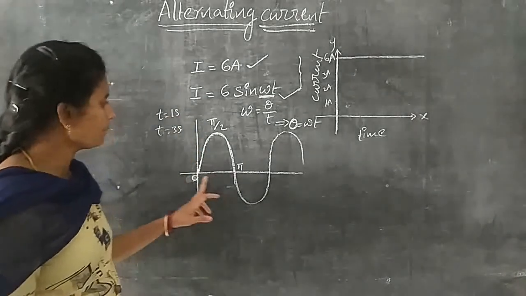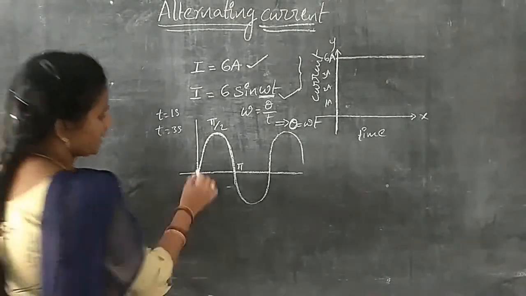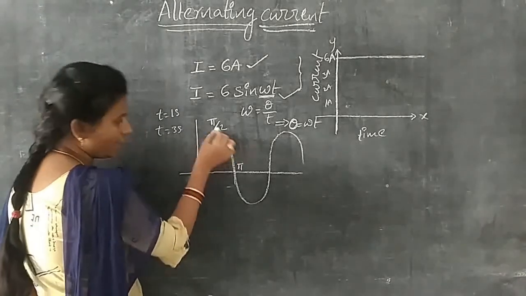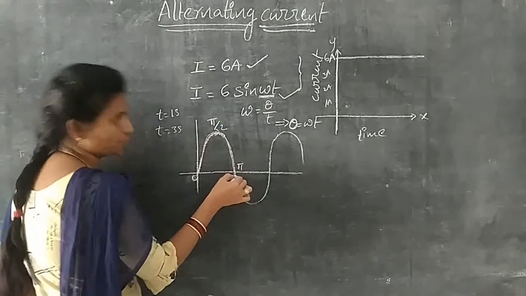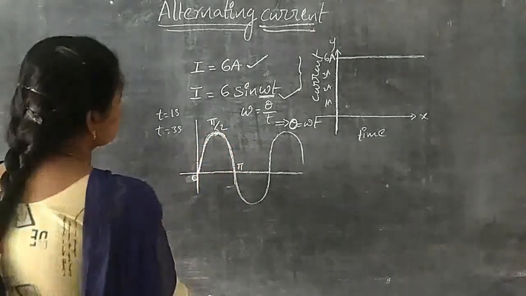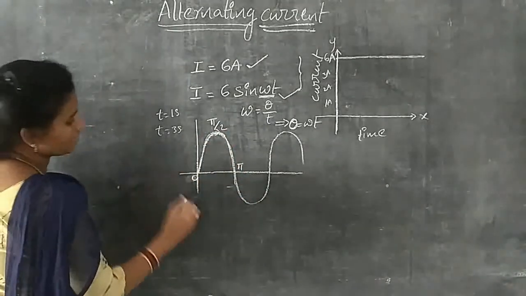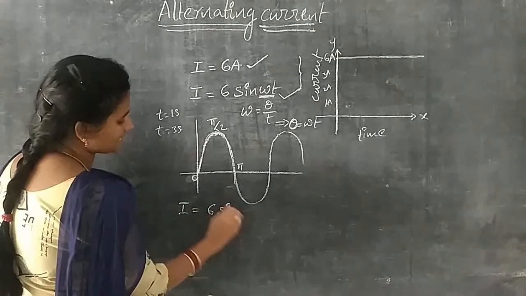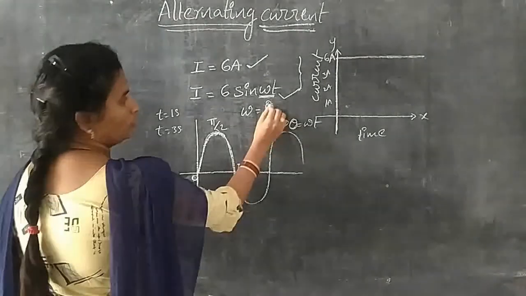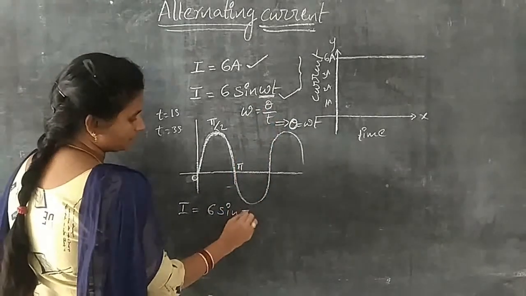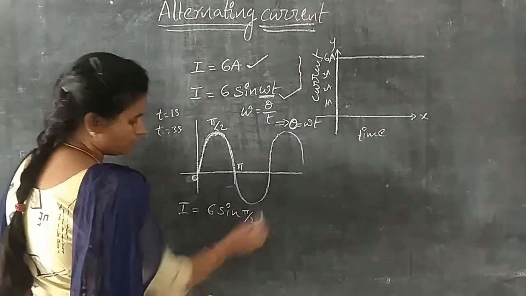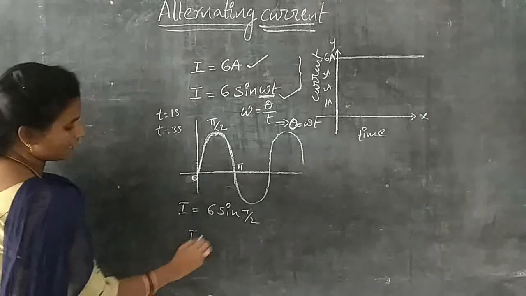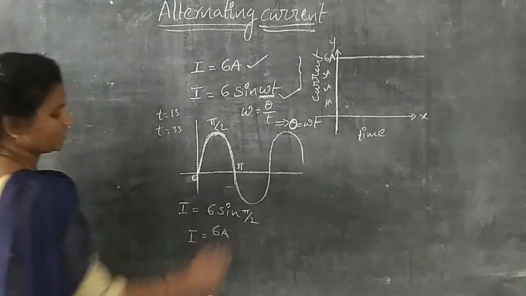So then what will happen? Here the direction and the magnitude. Suppose theta is pi by 2. So then what is I? I is equal to 6 sin omega t, and omega t is nothing but theta. Theta is pi by 2, so sin 90. Then I is equal to 6 amperes current.